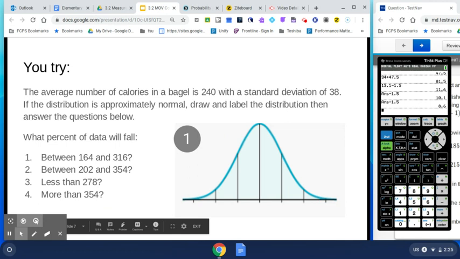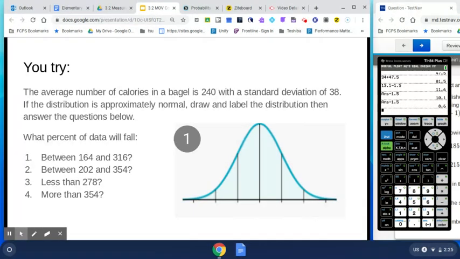Okay, guys, this next slide is a you-try. So read through the scenario, pause the video, see if you can find those 4 answers, and then unpause the video to get the results.